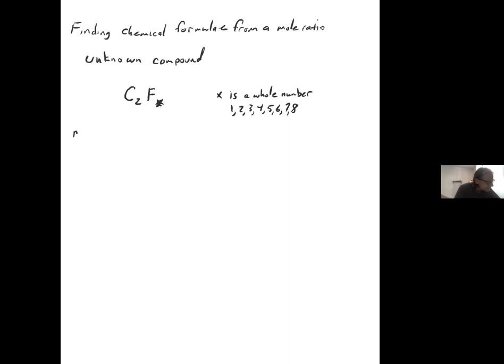Okay. And then it says that they do these measurements. So we're going to make some measurements, and here's what they figure out from these measurements: that the compound has 5.2 moles of fluorine and 1.74 moles of carbon. Okay, so that's the information they give you. And this information, we want to use it to figure out what that X is.